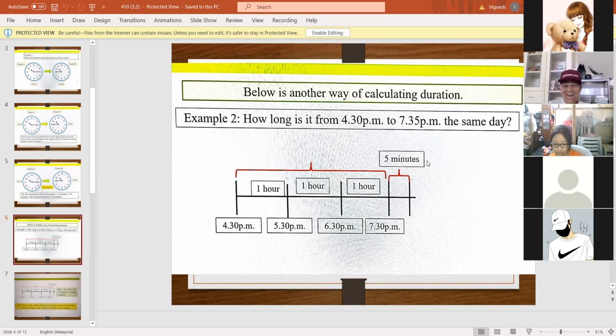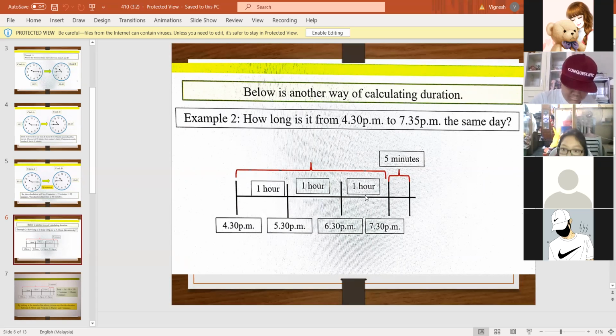So how long is it? Come back to the question. How long is it from 4:30 p.m. to 7:35 p.m. on the same day? Can you all see the gaps here? From 4:30 p.m. to 5:30 p.m., how long? 1 hour. And from 5:30 p.m. to 6:30 p.m., how long? 1 hour. And then 6:30 p.m. to 7:30 p.m. is how long?